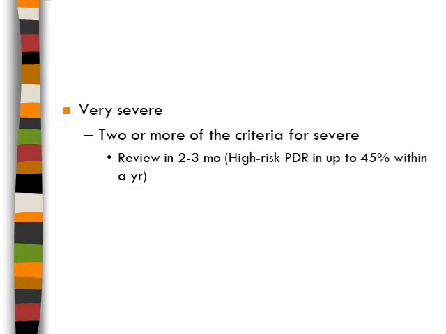Very severe means two or more of the criteria which were previously mentioned are present. Then the patient is called a very severe disease case, and review should be within 2 to 3 months, because proliferative diabetic retinopathy may develop in up to 45% of patients within a year.